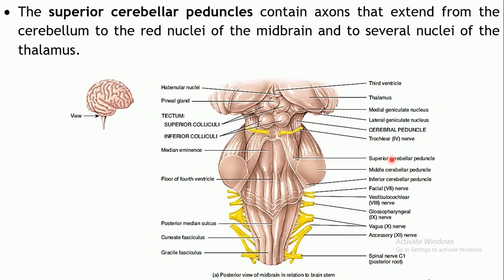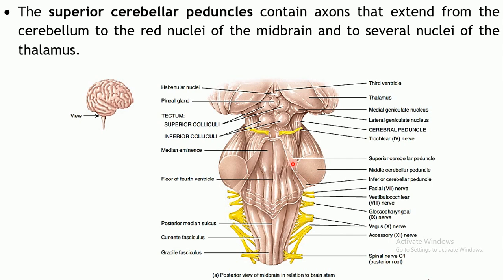Now why these are named so is due to their location. As you can see, this one is the one which is located superior. So on either side there will be one. So it's a paired structure. The middle one is the largest one, and that's the inferior one.